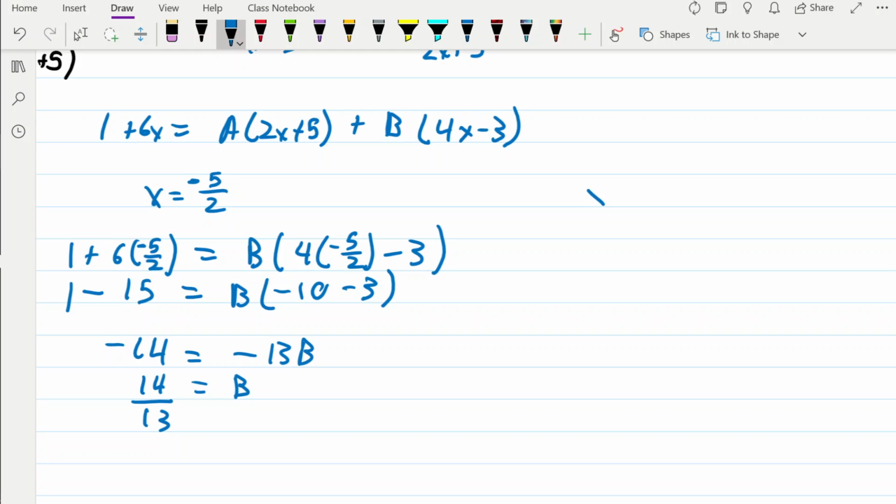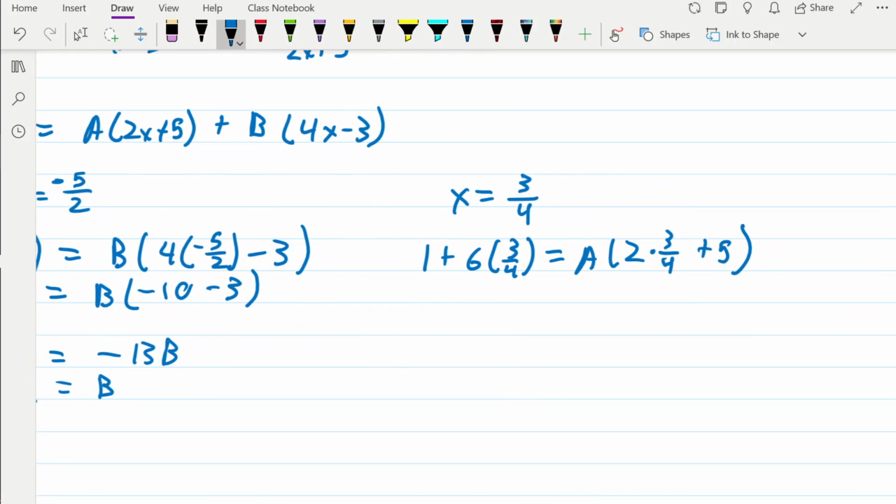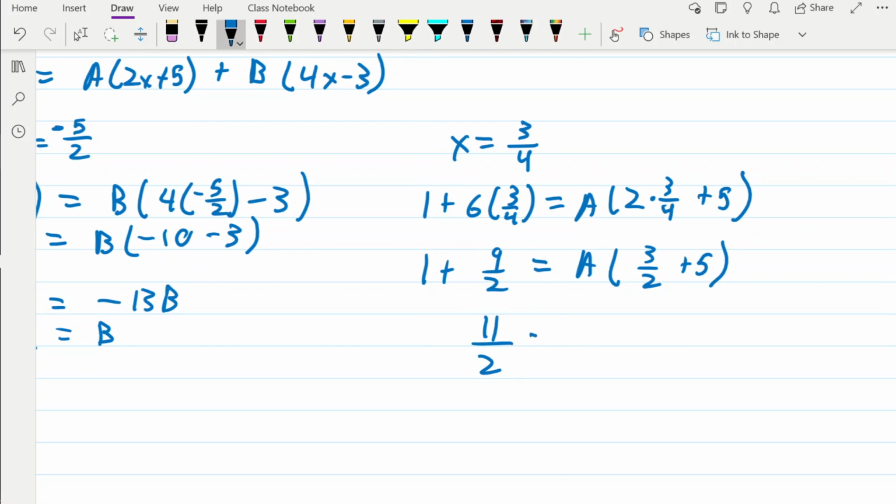Then we can also do x equals 3 over 4. That way we get 1 plus 6 times 3 over 4 equals a times 2 times 3 over 4 plus 5, and then the b side cancels out. So from there we got 1 plus, that's going to be 9 over 2. That equals a times 3 over 2 plus 5. And simplify again for 11 over 2 equals a.